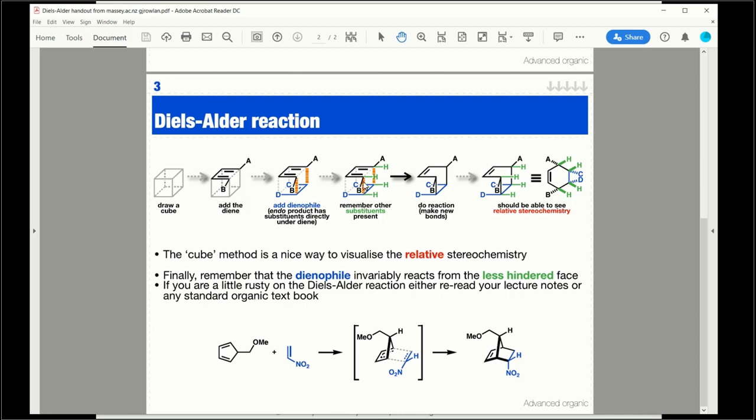Then you imagine forming your new bonds where you see these orange lines. Don't forget the other substituents are present. See how they've drawn the hydrogen straight out? That's very helpful for predicting the structure, because in the end, once you have your new bonds, you can see the stereochemistry. All 4 of these hydrogen atoms are on the same face of the ring.